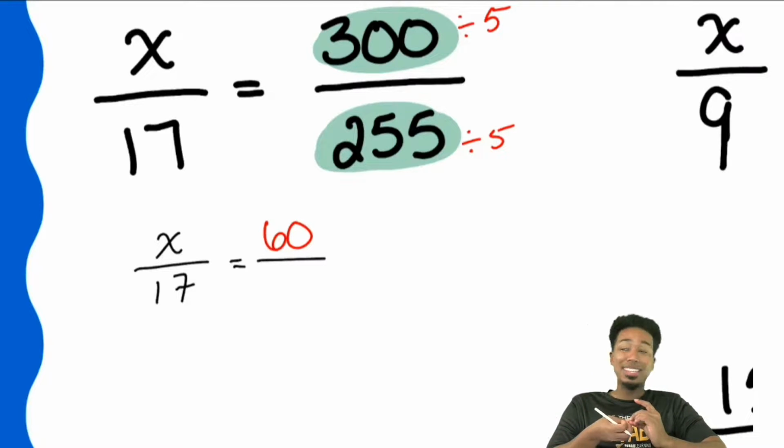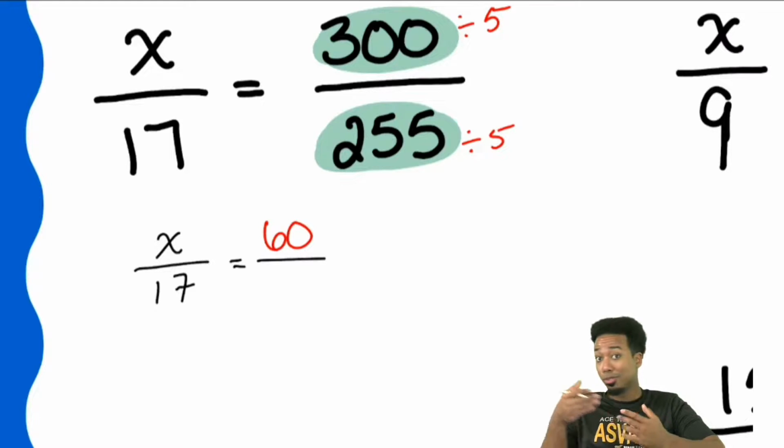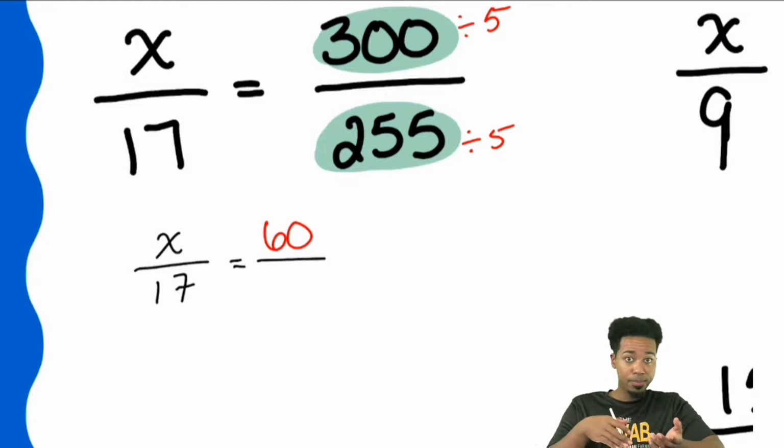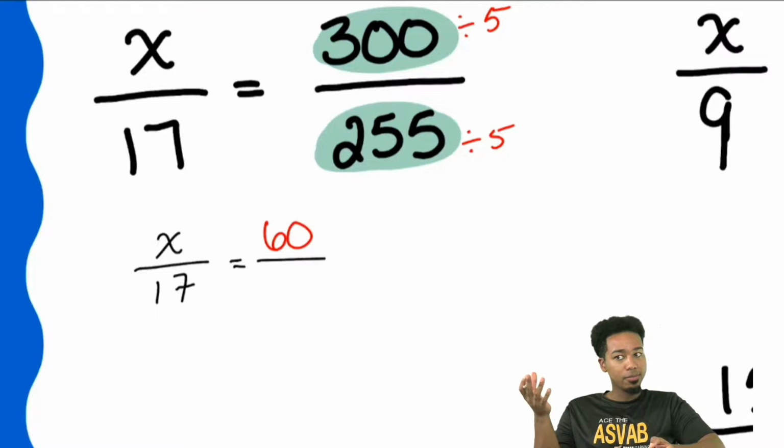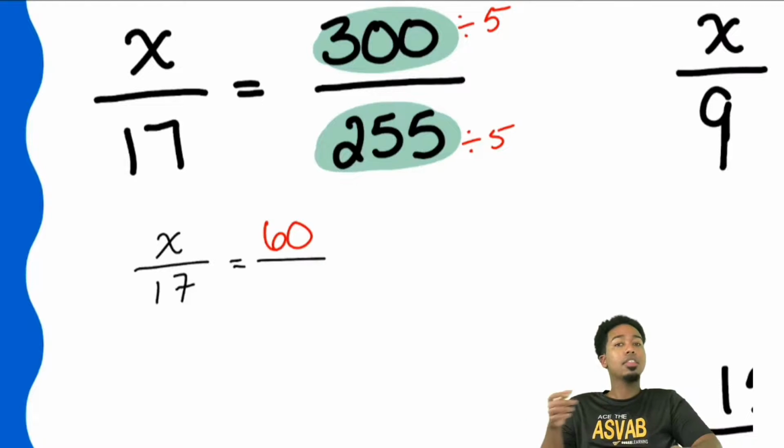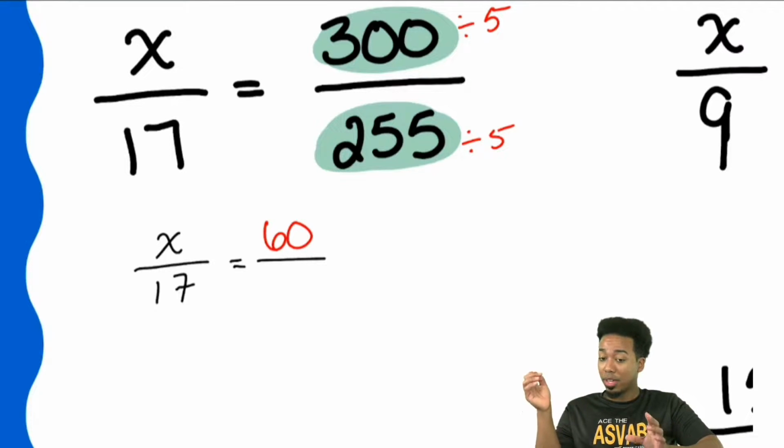255 divided by 5. This is actually not as hard as you might think, because a lot of people might think that 255 divided by 5, that's a lot. No, you can split the 255 into 250 and 5. 250 divided by 5 is just 50. And then 5 divided by 5 is 1. 50 and 1 makes 51. If you know your mental math, that should make a lot of sense there.